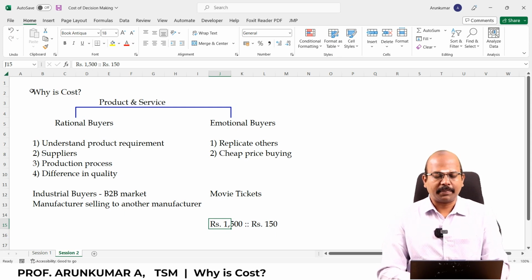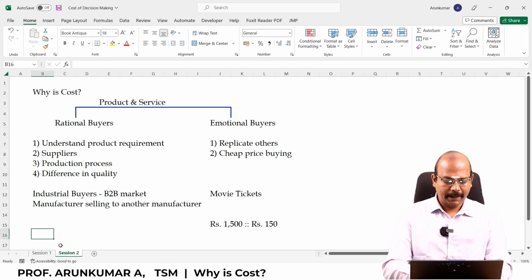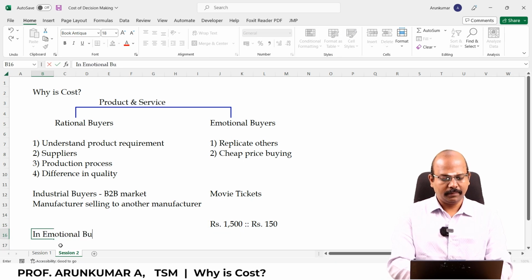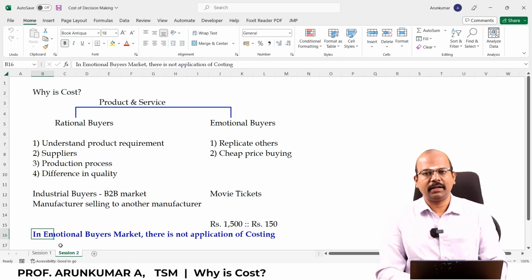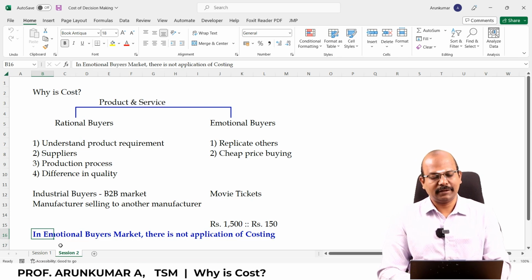So whenever your product is in an emotional buyers' market, that market doesn't involve costing. So the first thing to understand is that in the emotional buyers' market, there is no application of costing. We are not going to see the cost aspect with respect to emotional buyers.